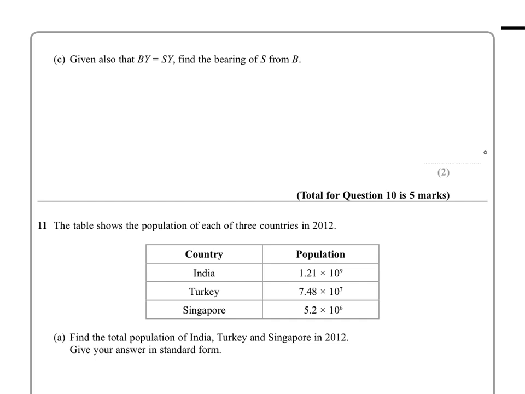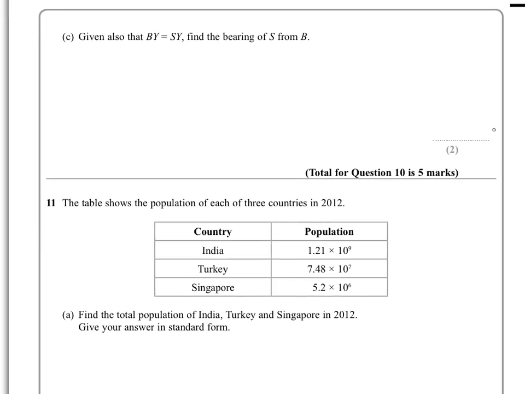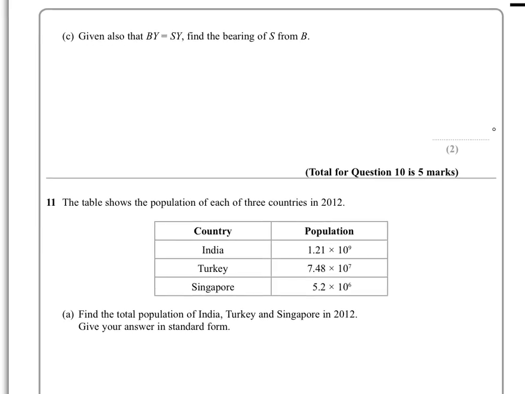Now if we go on to the next part, it says, given also that BY is the same length as SY, find the bearing of S from B. Now I'm going to talk through, let me just draw it here so I don't have to keep flicking back. So again, what do we have? We have that north, and then we have something like that. Sorry, it's not brilliantly drawn, but I think you'll get the idea, and that's Y there.